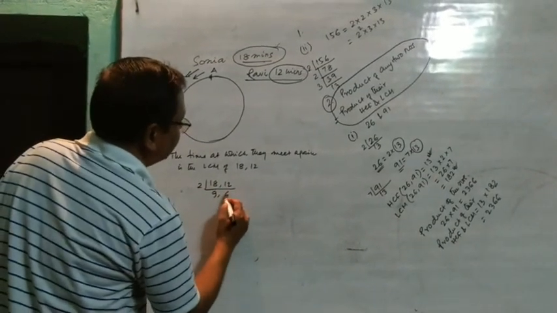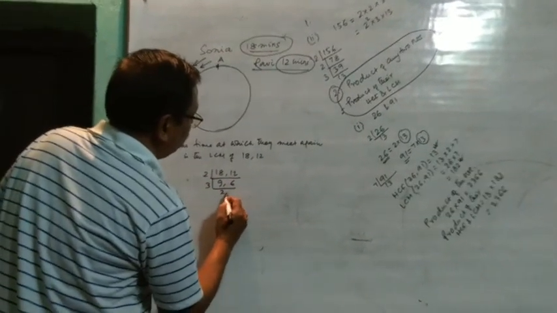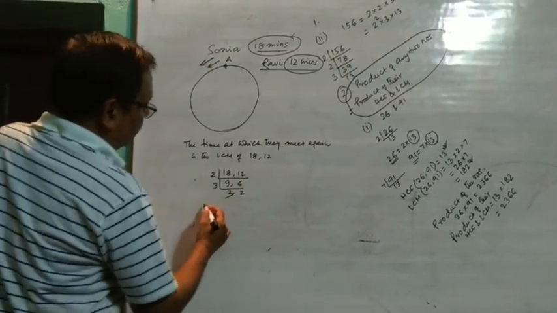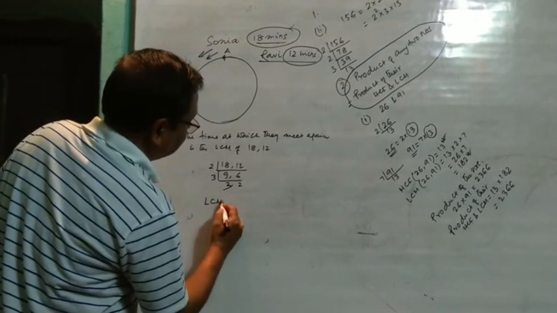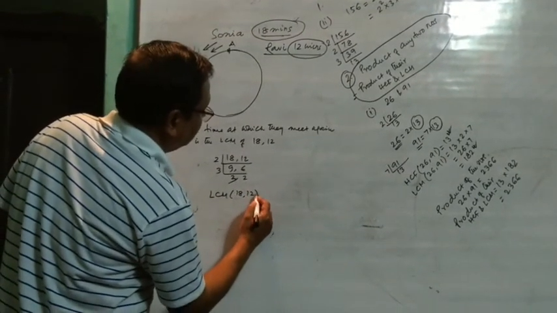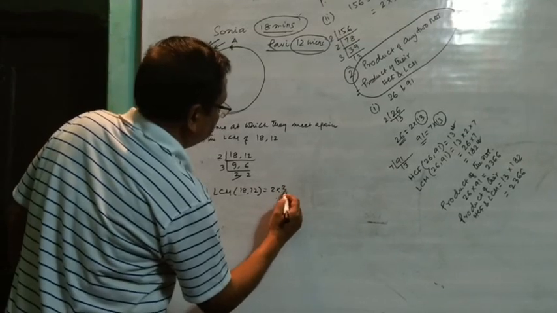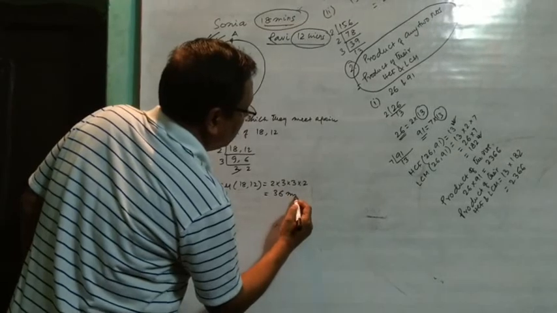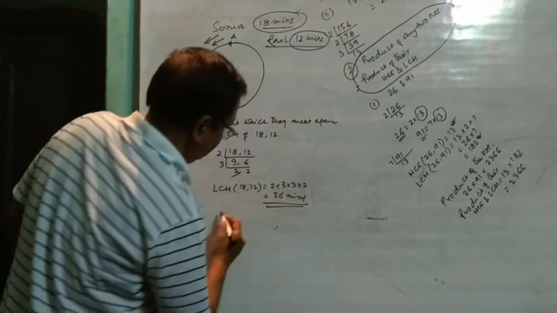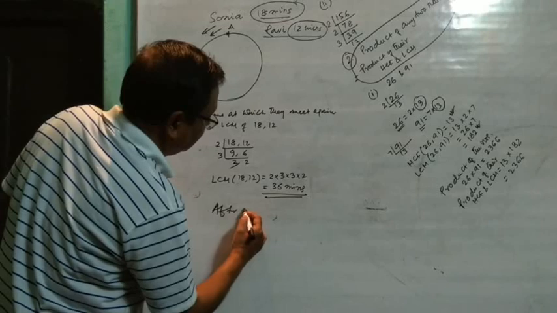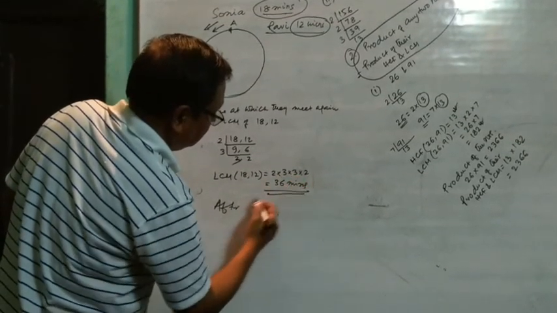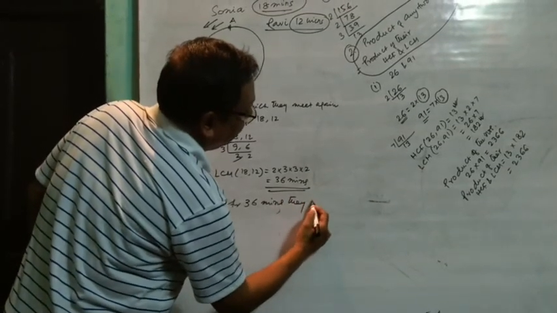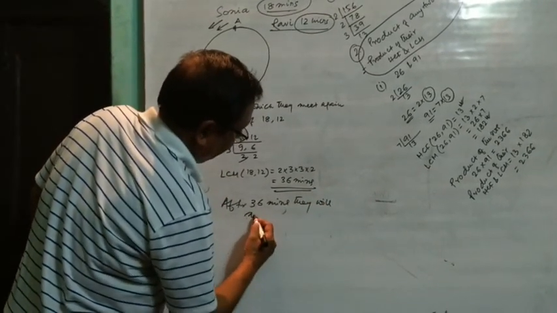2 | 18, 12; 2 | 9, 6; 3 | 9, 3; 3 | 3, 1; 1, 1. Now the required LCM of 18 and 12 is equal to 2 into 2 into 3 into 3, which is 36 minutes. So after 36 minutes, they will meet again.